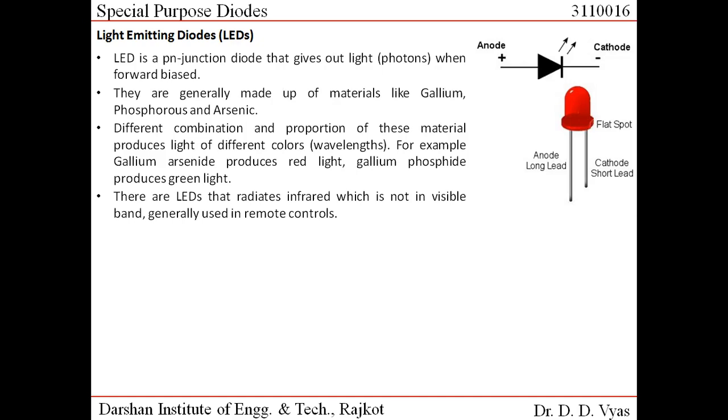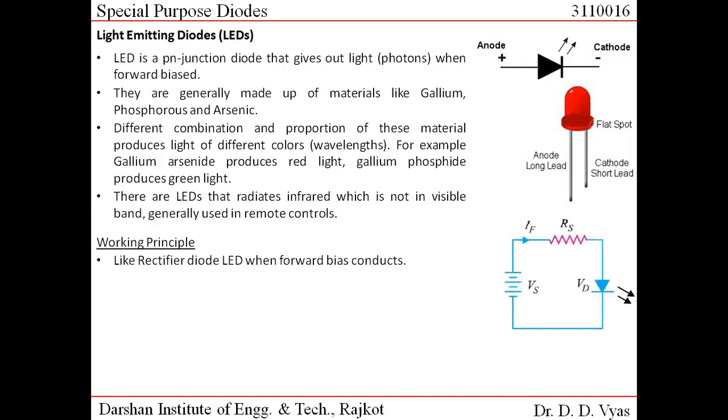There are also LEDs that radiate infrared light, which does not fall in the spectrum of visible light. We cannot see it. Such LEDs are popular in remote controls, for example, the remote control of a television or of an AC. We find use of this type of LEDs. Let us try to understand the working principle of LED.